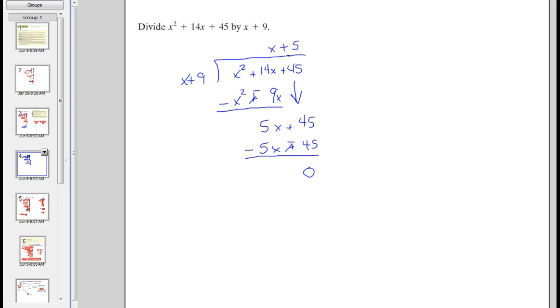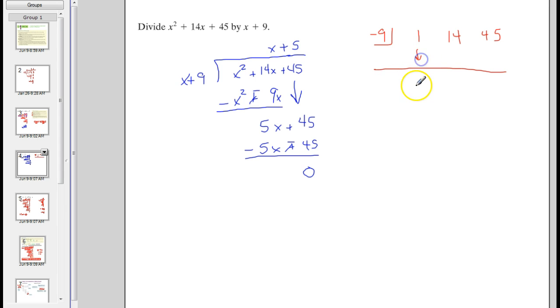Alright, let's go back and look at some of these earlier ones that we did to show you that we could have done these with synthetic division also. So here I was dividing a quadratic by a line. So what makes this divisor equal to 0? Negative 9. My coefficients are 1, 14, and 45.